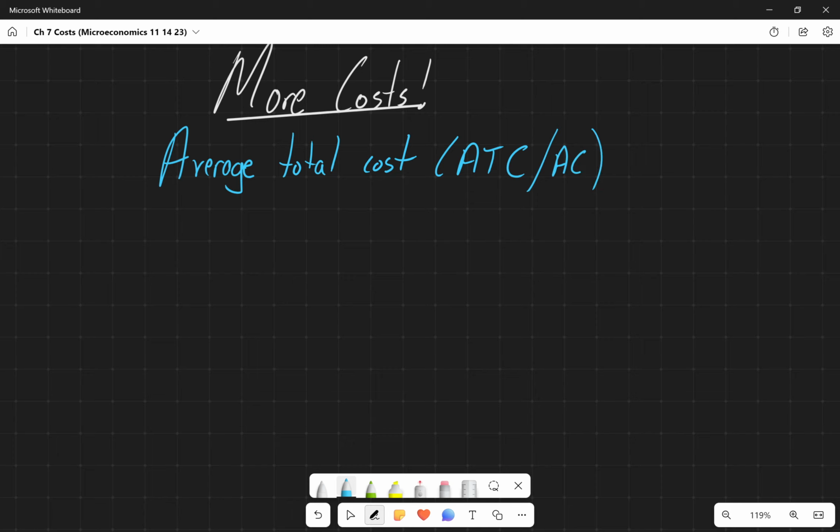Average cost. Average total cost. They mean the same. If you read or hear something about average cost, it's the same thing as average total cost. Okay? And anytime we take an average in this class, we're going to take the thing after the term average, the thing that it's modifying, and divide that by the quantity. So our average total cost is going to equal our total cost divided by our quantity.